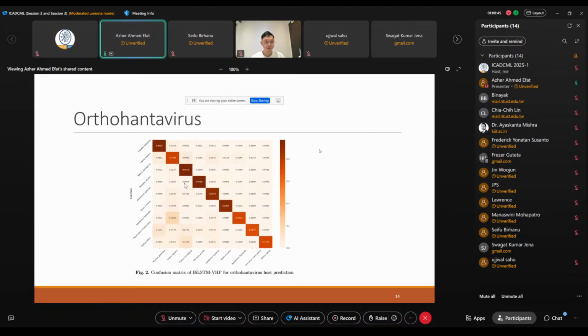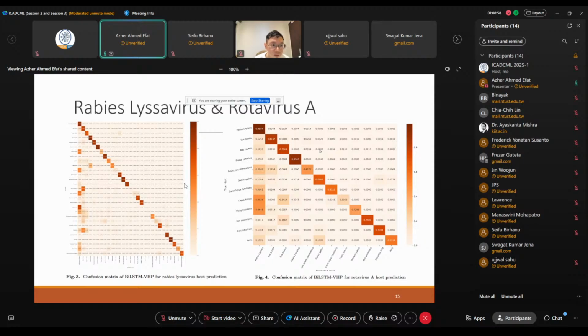Now if we look into the confusion matrix, we can see that for orthohantavirus the model is learning all the classes very well, which can be seen from the confusion matrix. And for rotavirus A, the model is also learning all the classes very well, which is on the right. But if you look into the learning of classes for rabies lyssavirus, you will see that there are some classes that the model could not learn, because you can see that those classes are white.